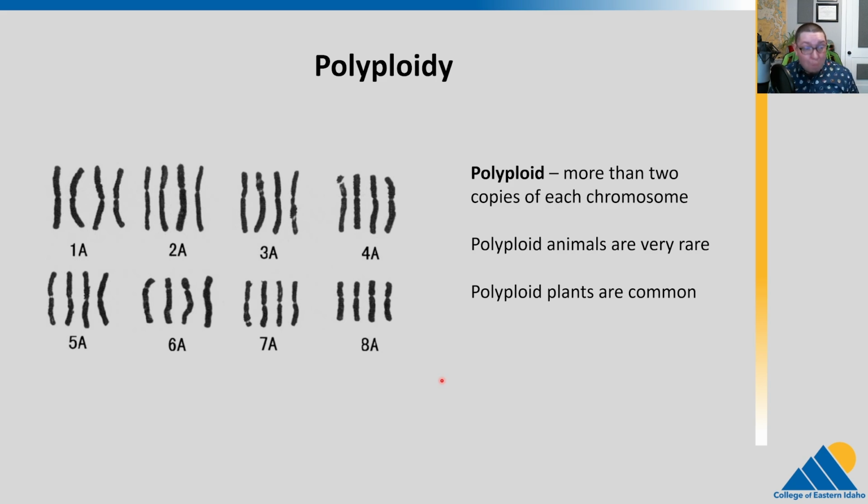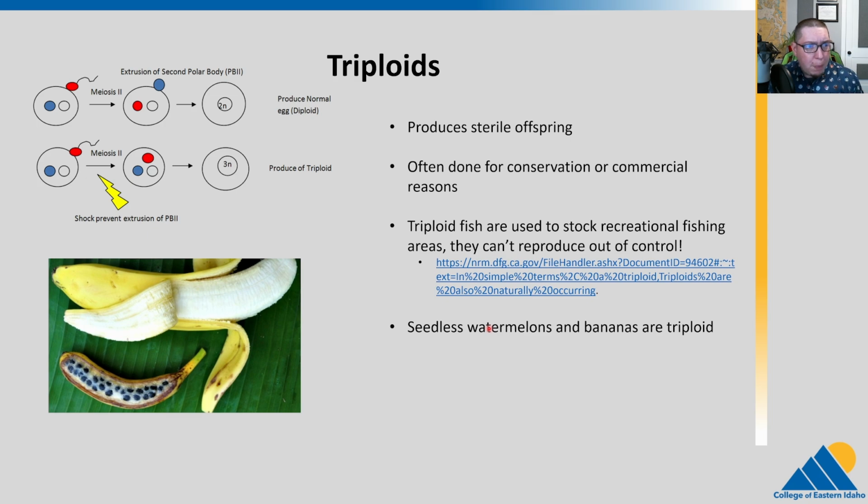Polyploidy in plants, though, super, super common. It has some really interesting things that happen when you have plant polyploids. So here we have a tetraploid. It has 1, 2, 3, 4 copies of each of the chromosomes in the genome here. So let's talk about the first example, triploids.